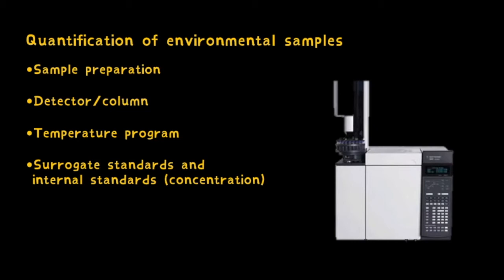And the choice of the concentration is also very important because if the concentration of surrogate standards or internal standards is too high, they may hide the peaks of our target compounds. If they are too low, the quantification may not be accurate. For the calibration curve, we need to make sure that the concentration of our target compounds is in the range of the curve.